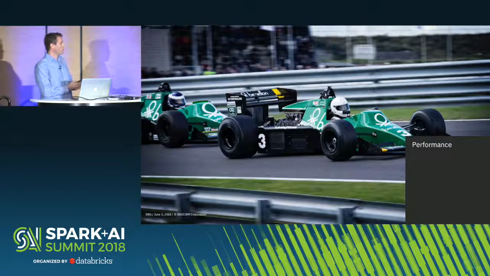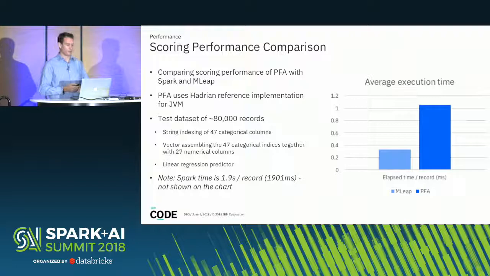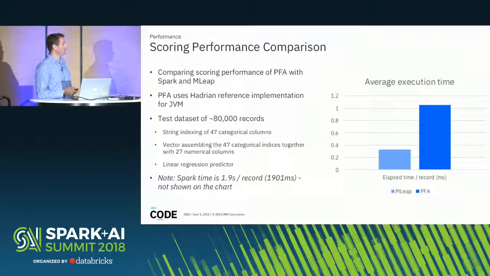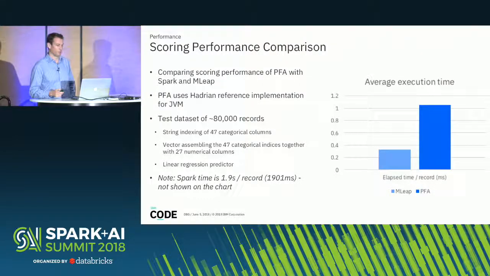So performance is always important. And what we did here is we compared the performance of PFA with Spark and MLeap. And for PFA, we used the Hadrian reference implementation on the JVM. The pipeline consists of string indexing 47 categorical columns, and then assembling those together with 27 raw numerical columns and doing a simple linear regression. So it's a pretty simple pipeline, and we tested on 80,000 records.